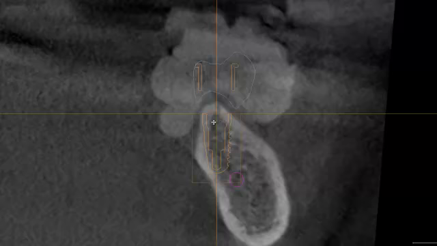Once the implant is placed, then about 3 months later, we go ahead and restore it, again using a fully computer-guided technique. And you'll see that in a later video under our CEREC heading.